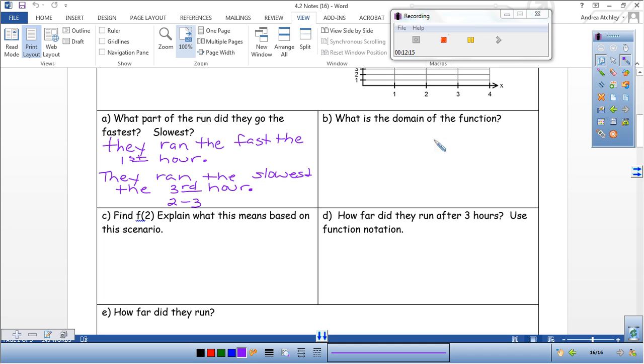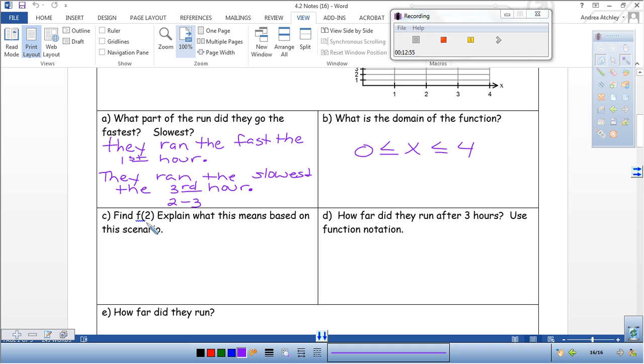Okay, what is the domain of the function? Brandon, what's the domain of the whole function? Less than or equal to? Very good. The domain was from 0 to 4. They didn't run negative hours, and they didn't run any more than 4 hours. They stopped running at 4 hours. They were done.